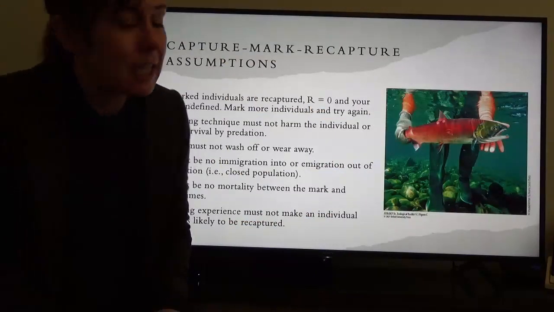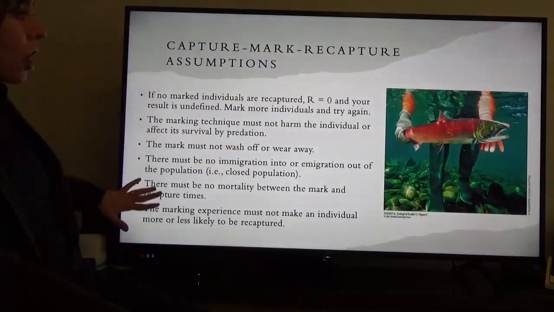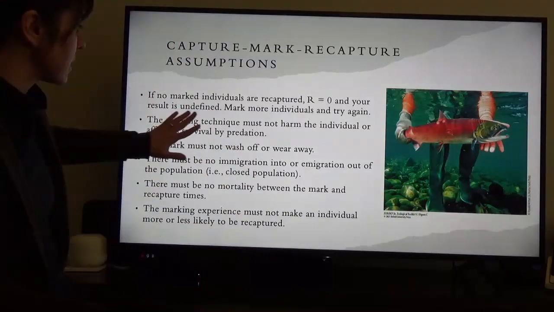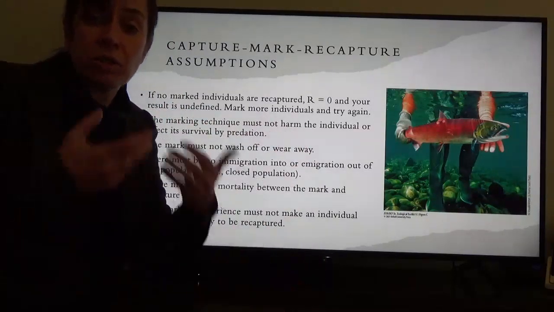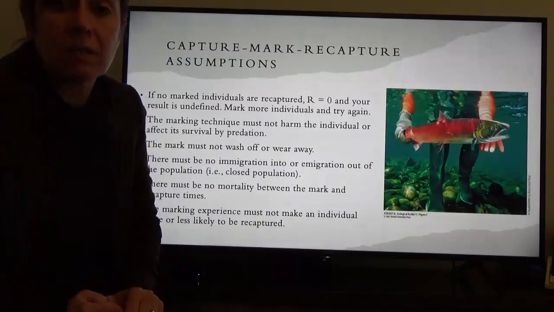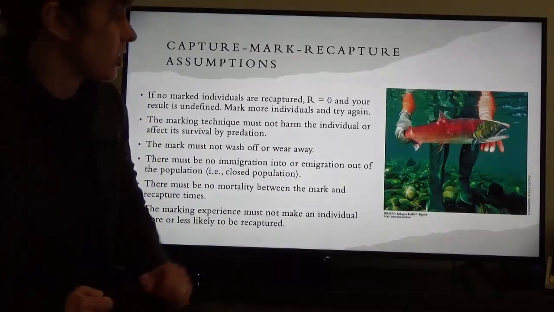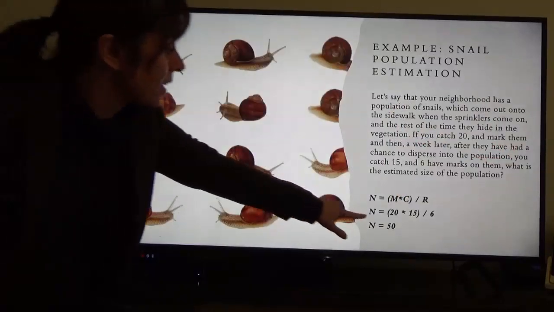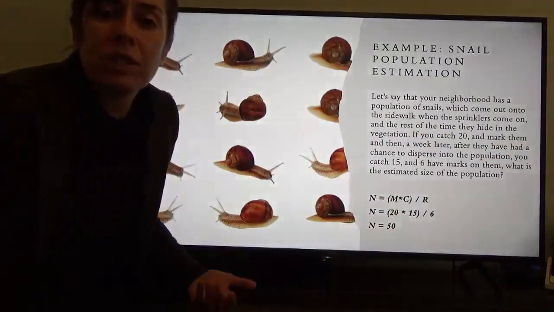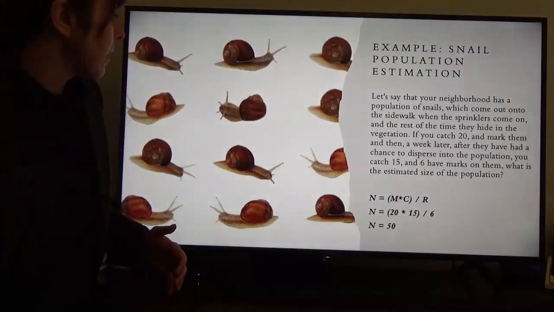Not surprisingly, and you probably were expecting this, there are a lot of assumptions associated with this. The first being, if you go out and do your recapture and you don't catch any marked individuals, then you can't estimate a population size. It's undefined because your R equals 0. And again, if you divide something by 0, we know that there's no solution to that, okay?